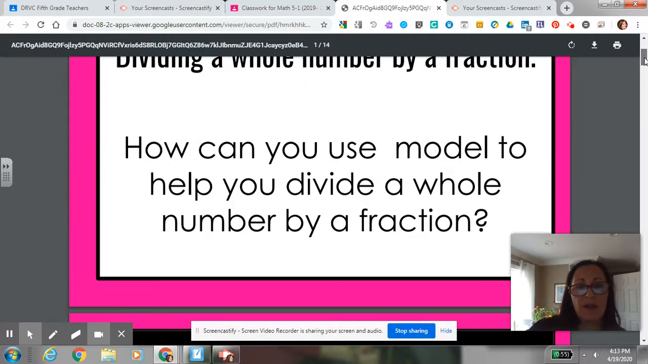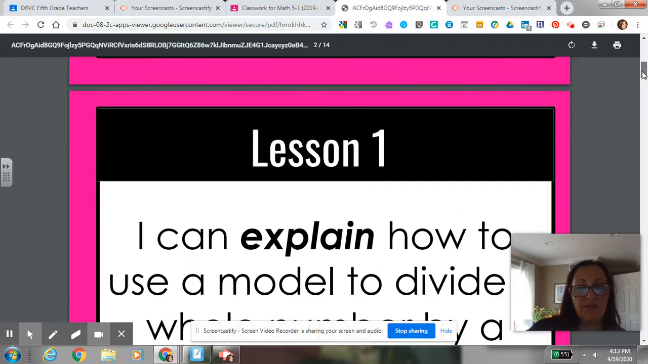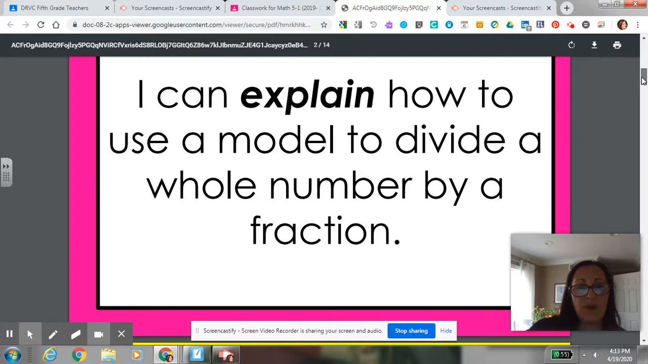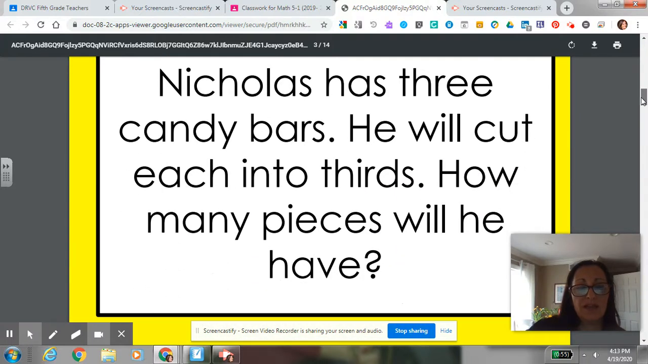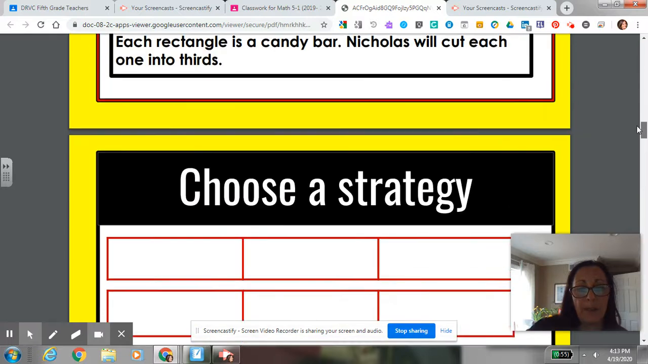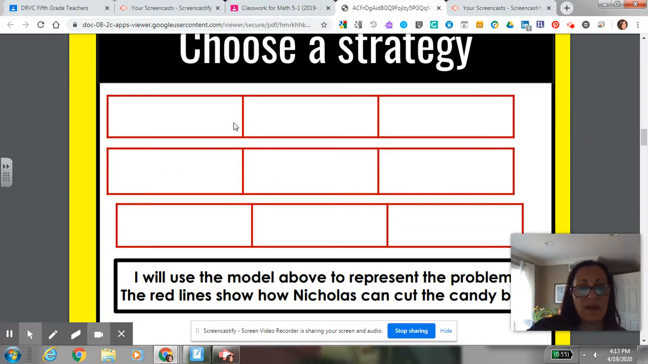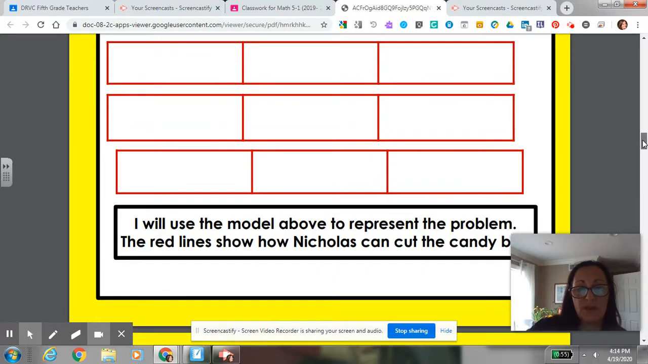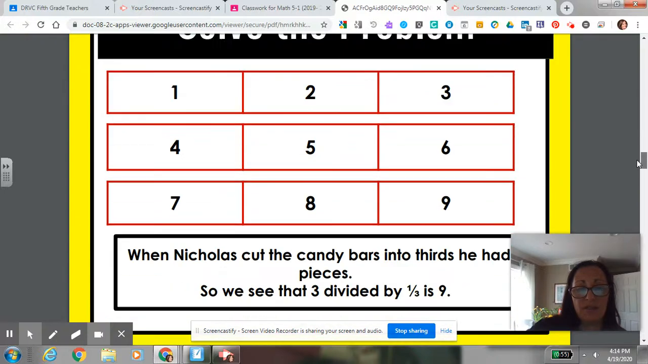All right, so what do we mean by dividing a whole number by a fraction? What we mean is that we are going to take 3 wholes and divide them into a fractional amount. Each one is going to be divided. So in this problem, it's 3 whole candy bars cut into thirds. Here's 3 candy bars, and each one is cut into thirds. So there's 3 thirds in each one. Now I numbered them, you have 9.